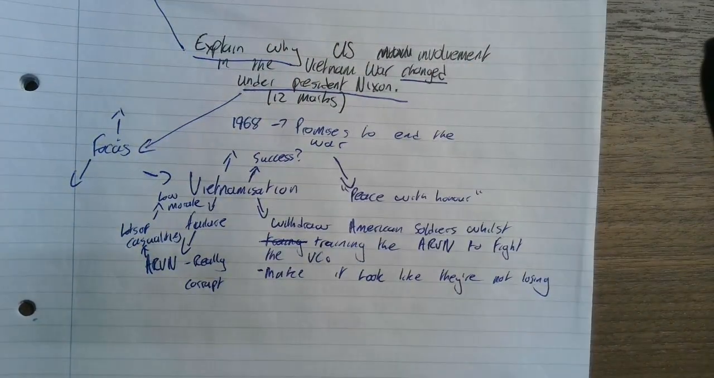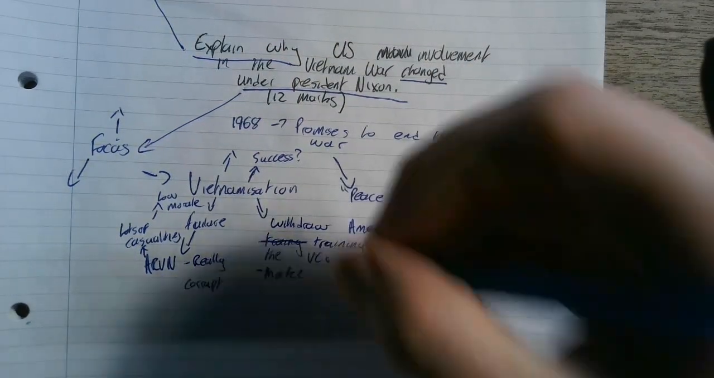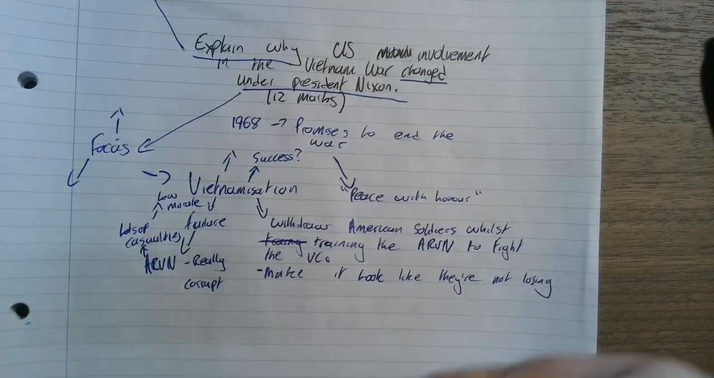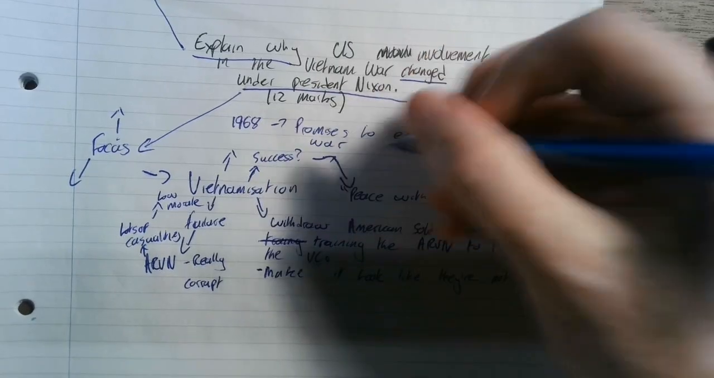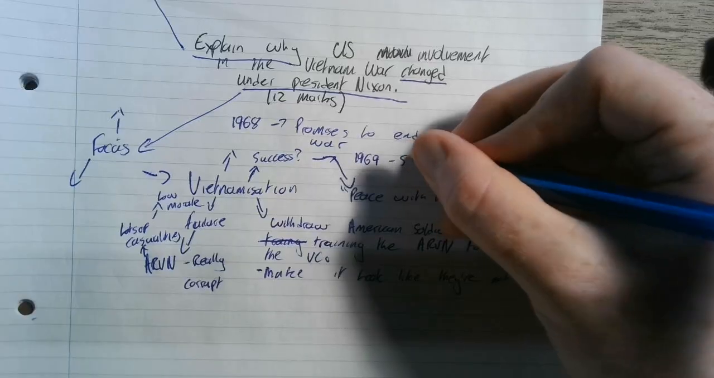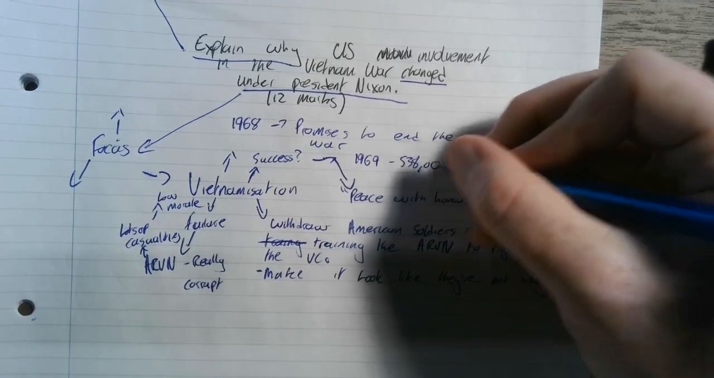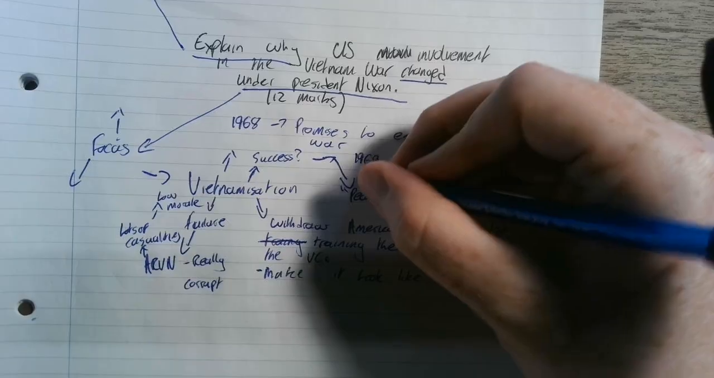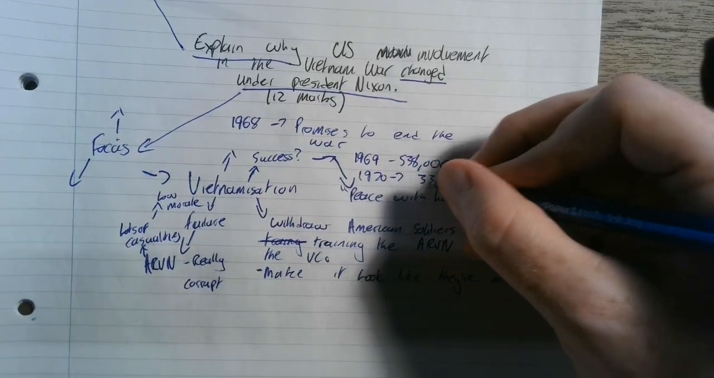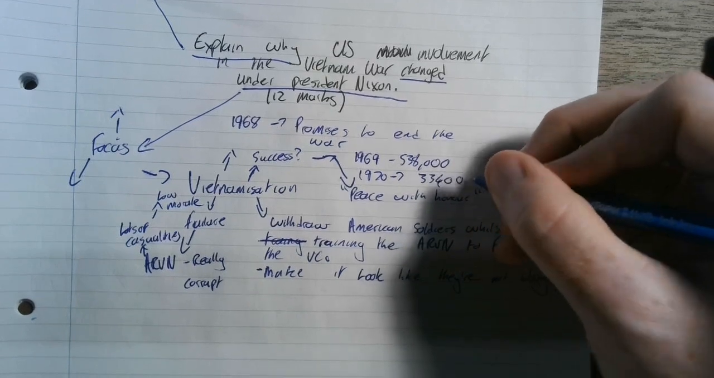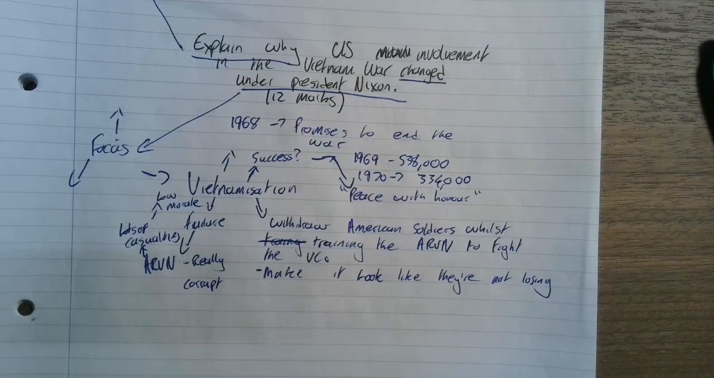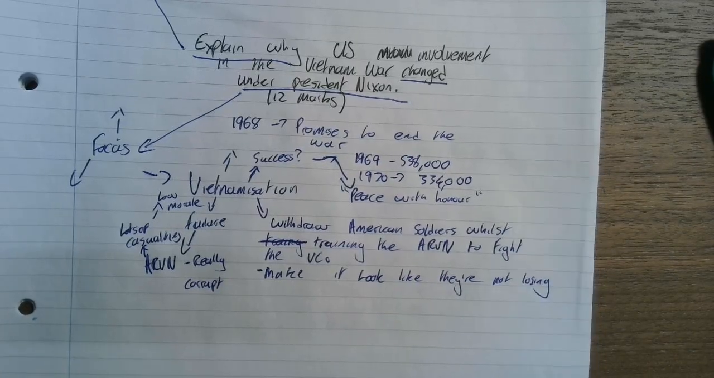If we think about success, well, it almost kind of works. The number of American soldiers does actually drop. In 1969, you've got 538,000 men in Vietnam. By 1970, you've got 334,000. So that is a drop there, obviously. All right, let's leave Vietnamization for now. Let's have a look at some of the other reasons.